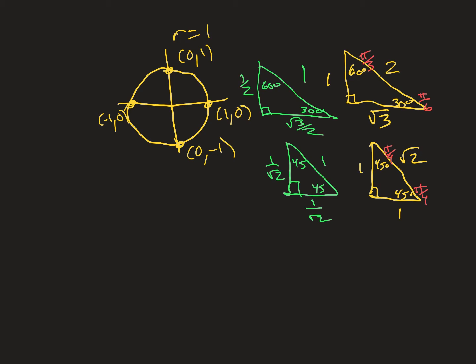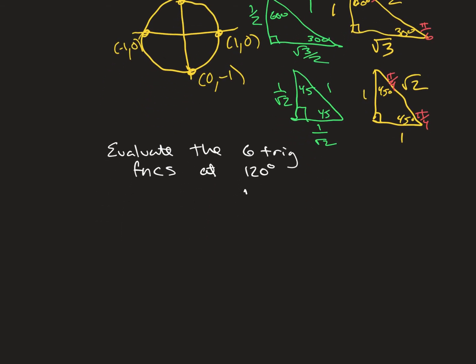Let's do an example in degrees, and then we'll do some in radians. So let's evaluate the 6 trig functions at, let's say, 120 degrees. So let's draw an angle at 120 degrees. So this is 120 degrees. The reference angle, as we just stated, is the angle formed by the terminal side and the closest x-axis. So this would be my reference angle. So in this case, the reference angle would be 60 degrees.